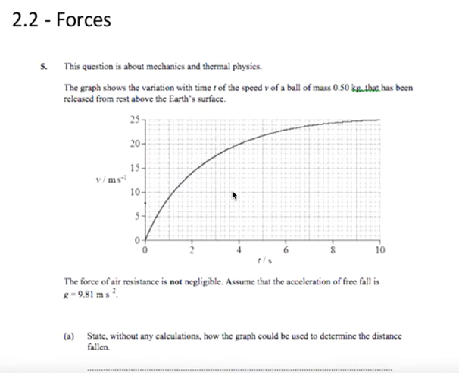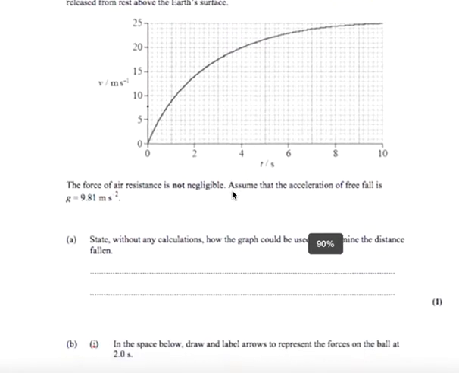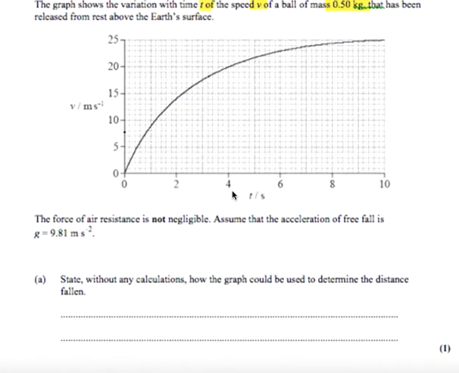The graph in the question shows the variation with t of the speed v of the ball, which has a mass of half a kilogram, that's been released from rest above the Earth's surface. So we've dropped it through the air, and we see how the velocity is changing. In the graph, we see that the velocity starts very small and increases over time, but the rate of increase is changing. So there's some sort of changing acceleration. The force of air resistance is not negligible. Assume that the acceleration of free fall is 9.81 meters per second squared.